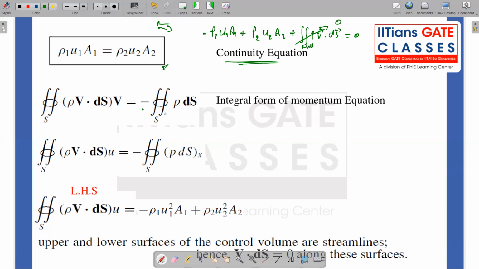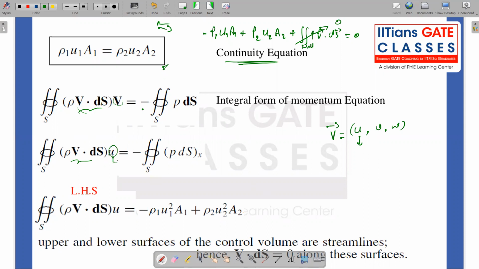So now what I am doing is writing the respective component, the x momentum equation. The velocity V has u, v and w components in three-dimensional space, so the x component of velocity is u. This is the flux term. I am not writing this one component-wise; I am still keeping it as V dot dS, whereas this defines the direction, right?